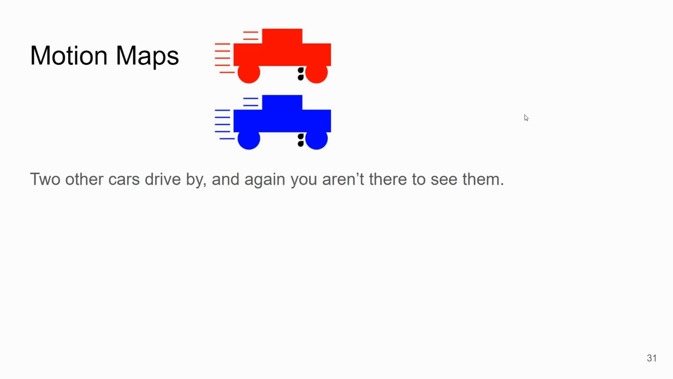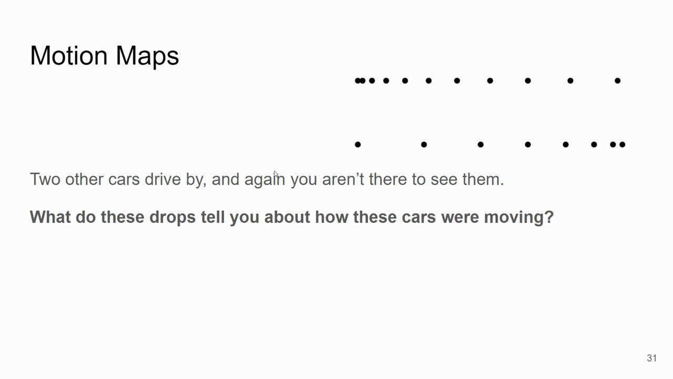And a slightly trickier example, again, red and blue car, both are leaking oil at a constant rate. You're not there to see them go by, but you come along later and you see these patterns of oil dots. So by figuring these out, again, red was on the top, blue was on the bottom. What do you know about how these cars were moving?